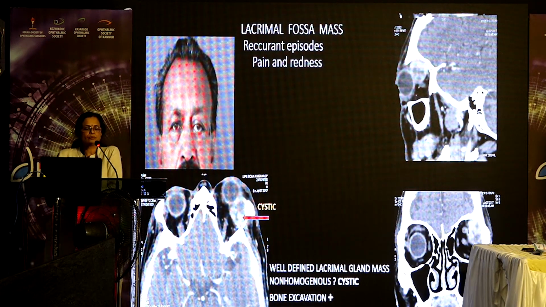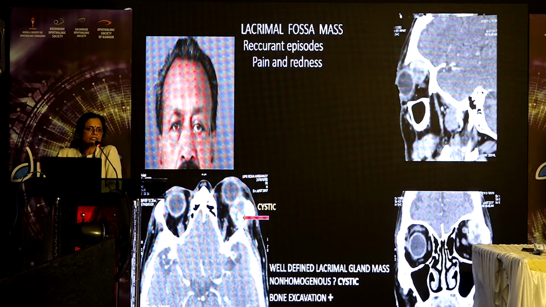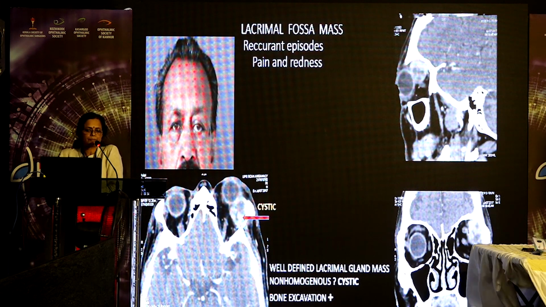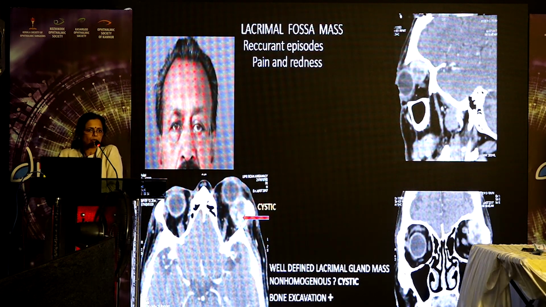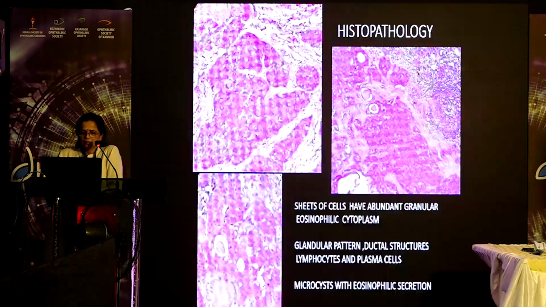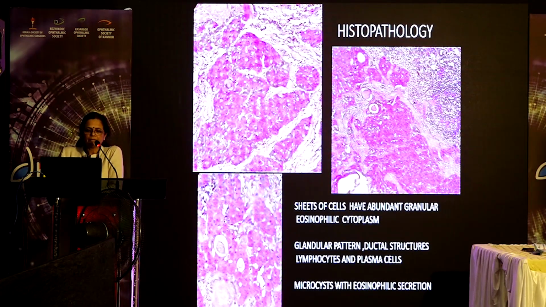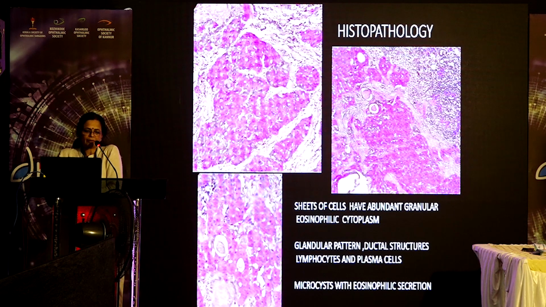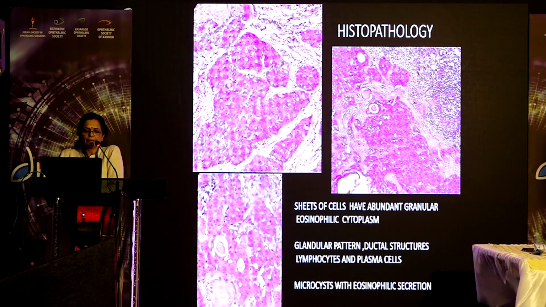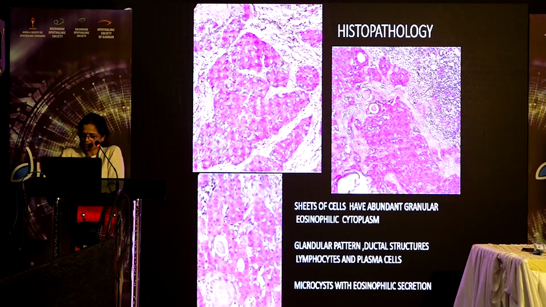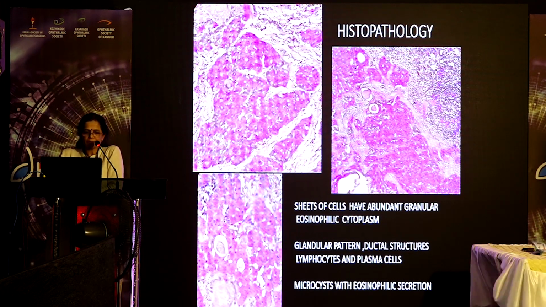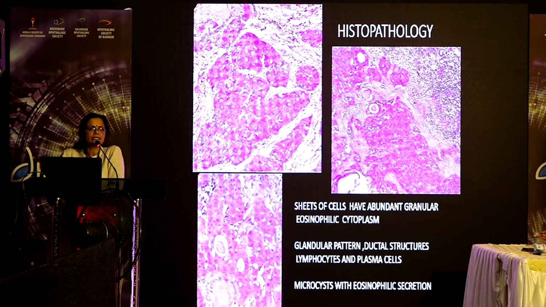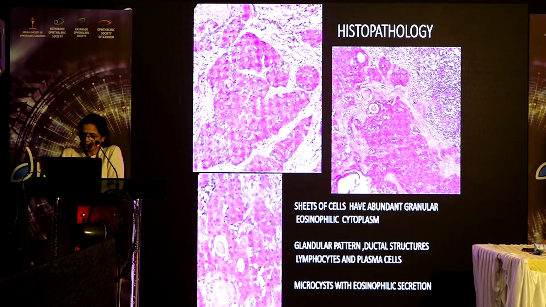Again, a lacrimal gland fossa mass which we thought was a pleomorphic adenoma with recurrent episodes of pain, redness. There was a bone excavation but no bone erosion. This turned out to be, there were sheets of abundant eosinophilic cytoplasm, mitosis with eosinophilic secretion, and this turned out to be oncocytoma. So some rare tumors also occur. You need a good pathologist to diagnose them.